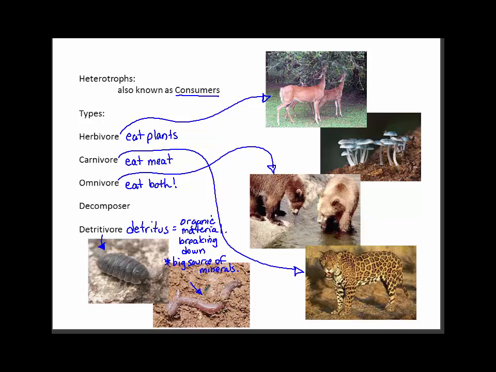It breaks those bigger things down. It takes larger materials, breaks them down, and then they get broken down more by decomposers. Your decomposers are your mushrooms, your fungus, your bacteria, and so forth. So those are your heterotrophs, those organisms that consume to obtain energy.